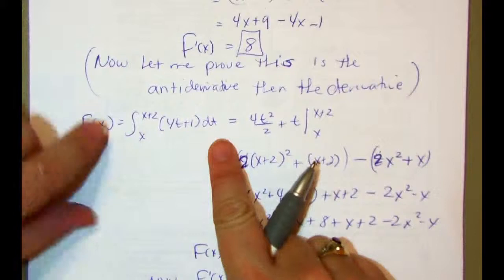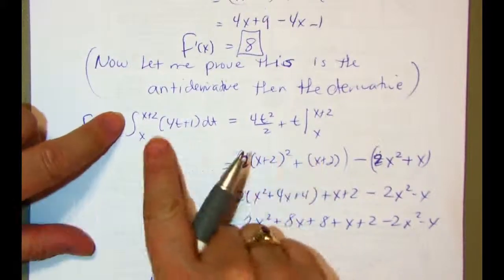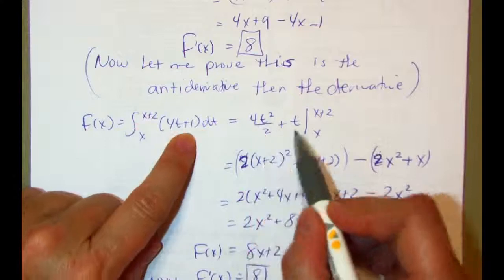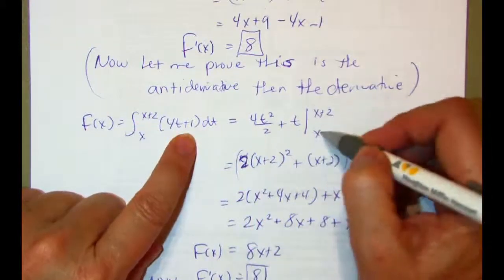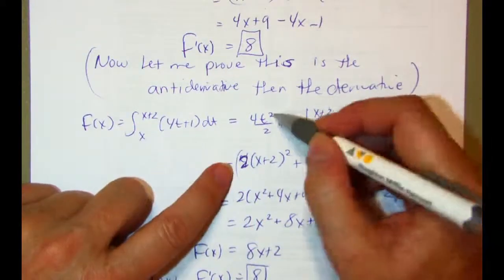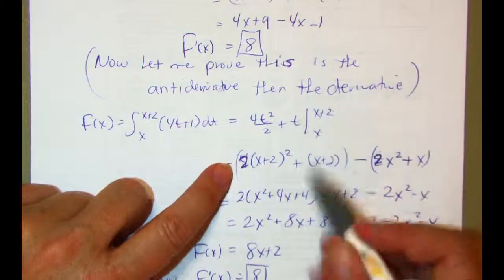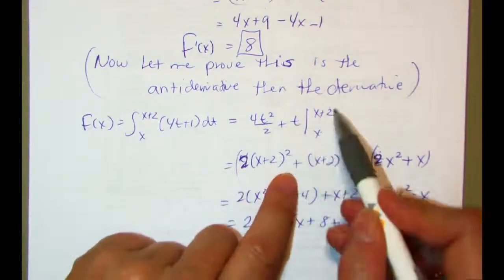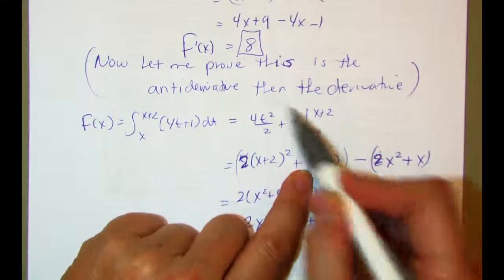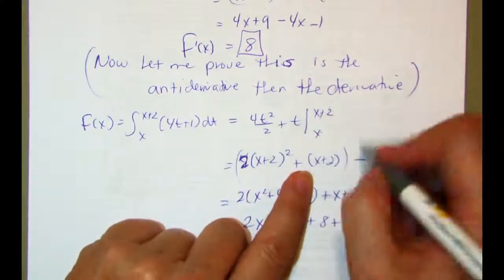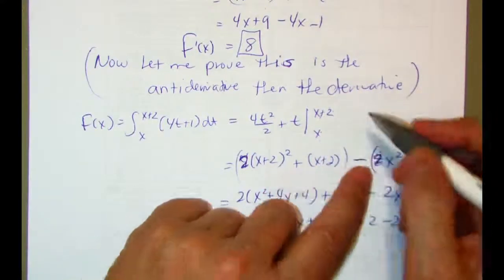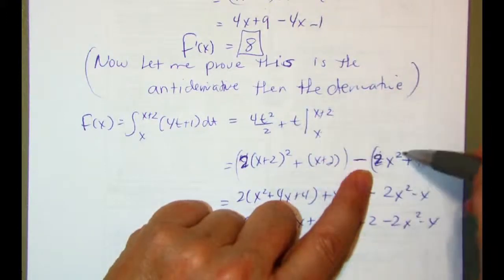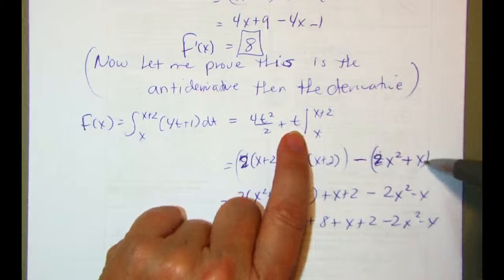Here's the same thing, except I'm going to do the long way. I'm going to take the antiderivative. So 4t squared over 2 plus t from x plus 2 to x. Now I'm going to put in x plus 2 in here and then put in x. So I clean that up, that's 2 times x plus 2 quantity squared plus x plus 2. So I just did that with x plus 2. Here's my minus. Now I'm going to put in x. So remember, that's just a 2, so 2 times x squared plus x.